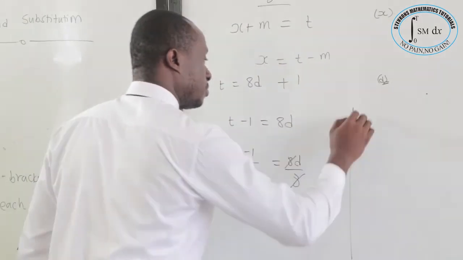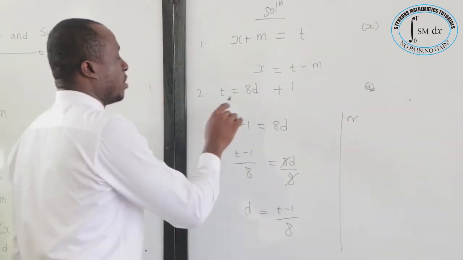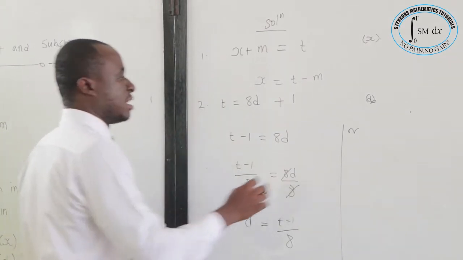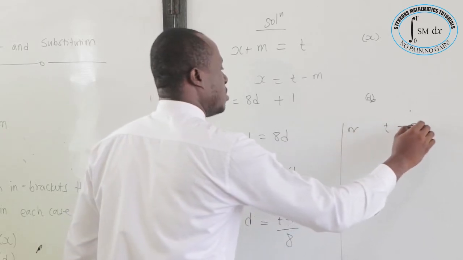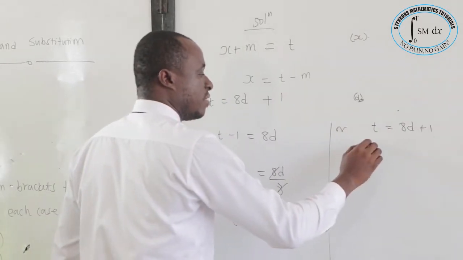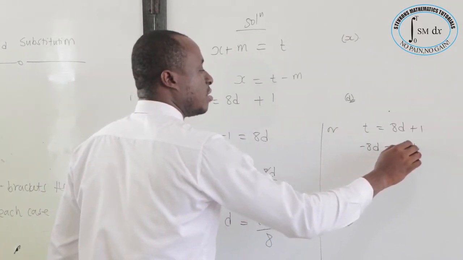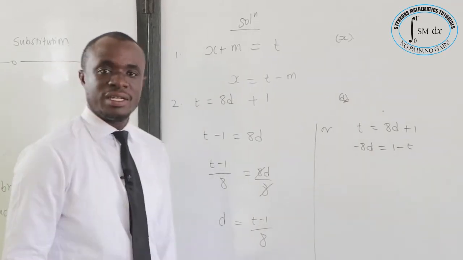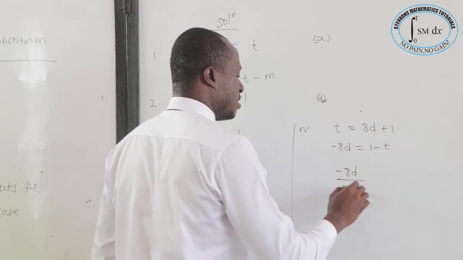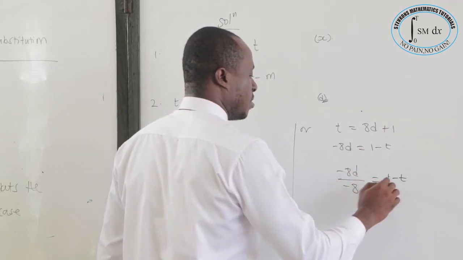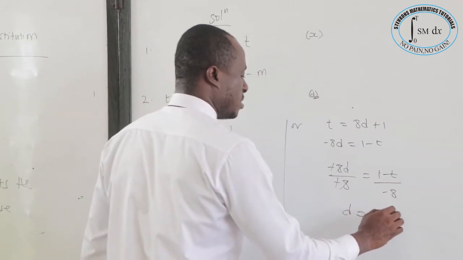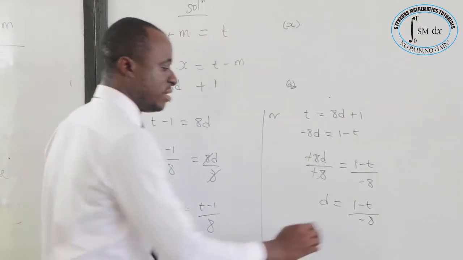Now, let's see, what about if I take the t here, then I bring the 8d on the left-hand side. So I have t equal to 8d plus 1. Now I can decide to let this one come here, then let the t also go that way. So we have negative 8d equal to 1 minus t. I want to find d. What is multiplying the d? Negative 8. So we have negative 8d all over negative 8, 1 minus t all over negative 8. This is cancelling out that. So I have my d to be 1 minus t all over negative 8.